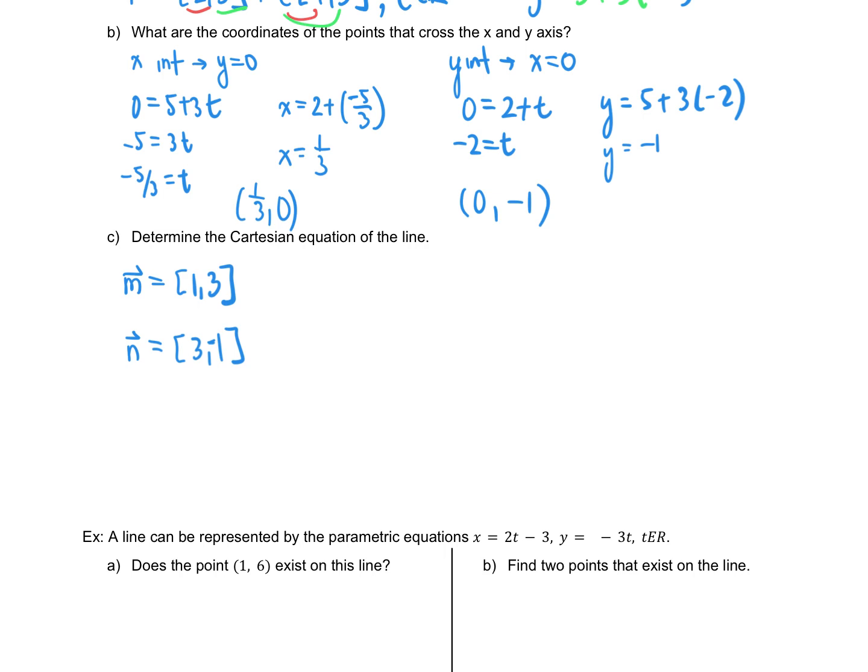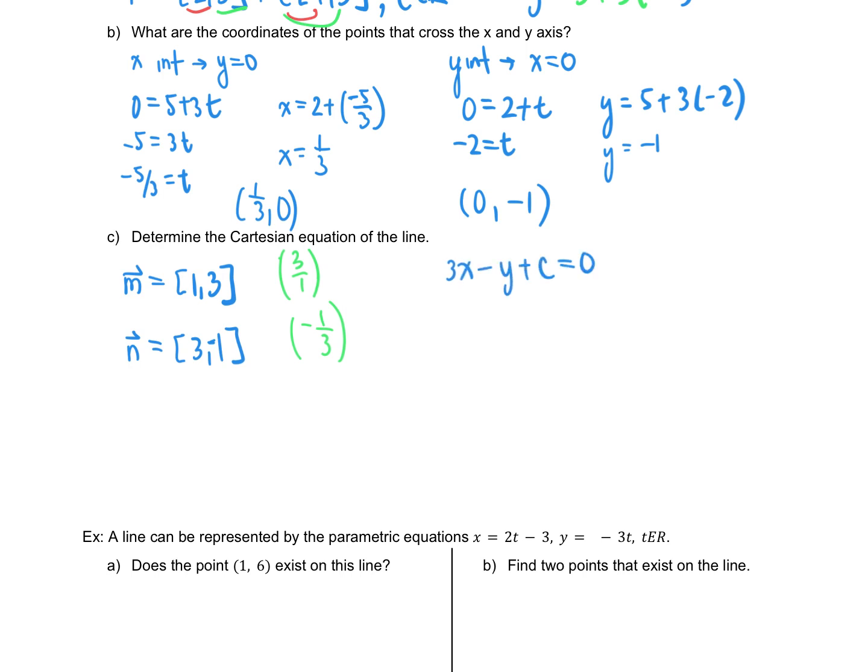Because if I were to write this as a slope, the direction vector would be rise over run, so y over x. The opposite reciprocal would be -1/3. And that's exactly what the normal is. All right, now that we have the normal, we can replace those values in for a and b. So this is what my Cartesian equation looks like right now.